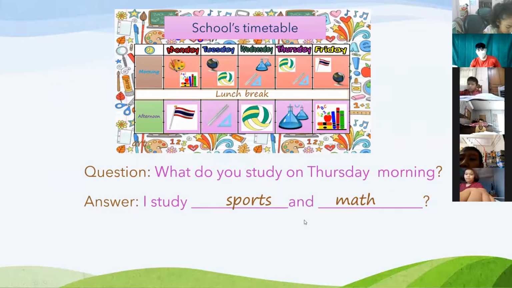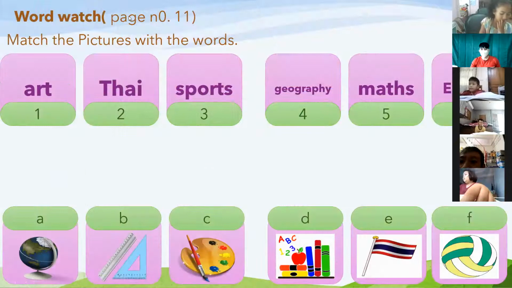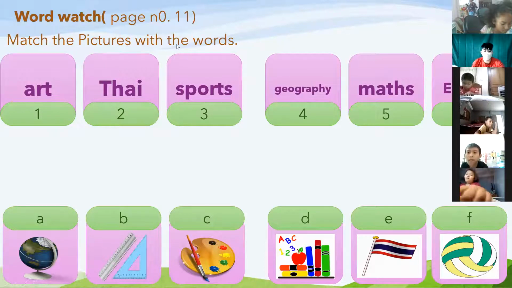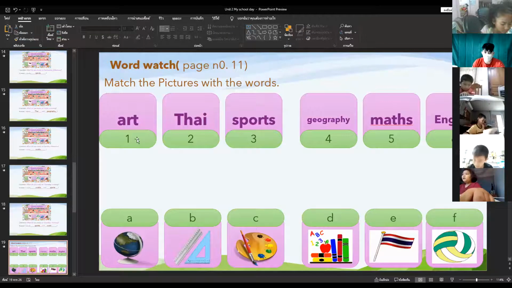Look at page number 11. Open your book at page number 11. Match the pictures with words. You're going to put the line with the words and the pictures. Okay. You understand?